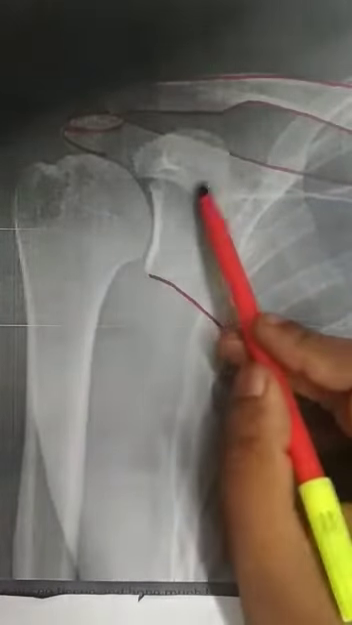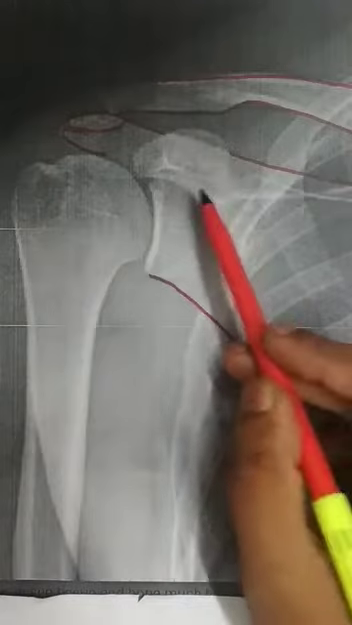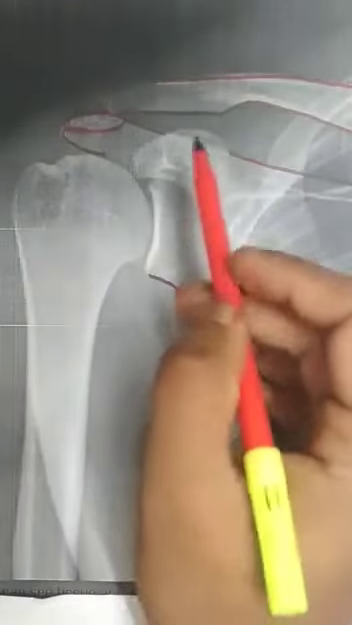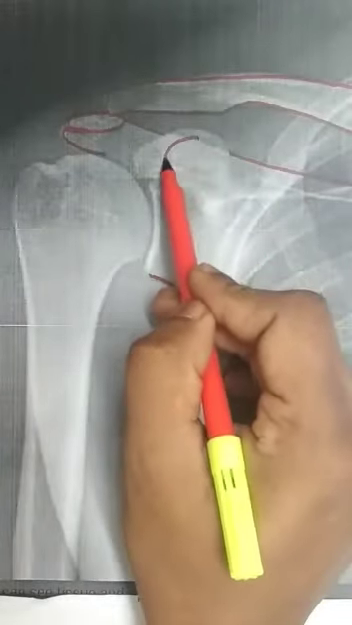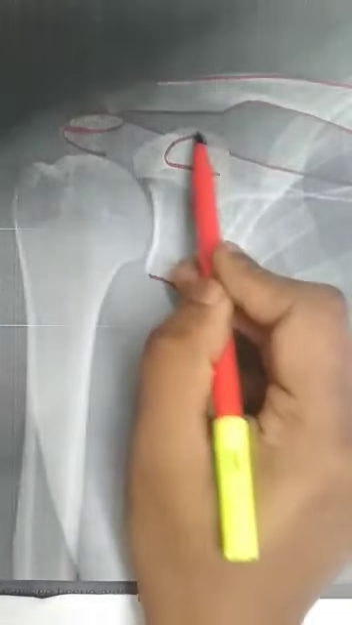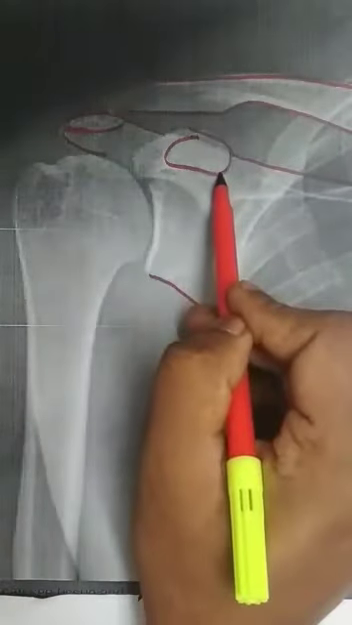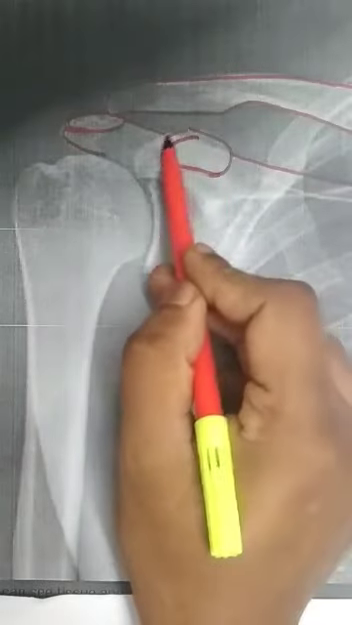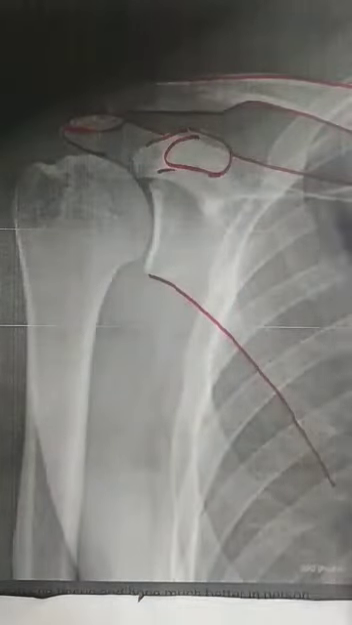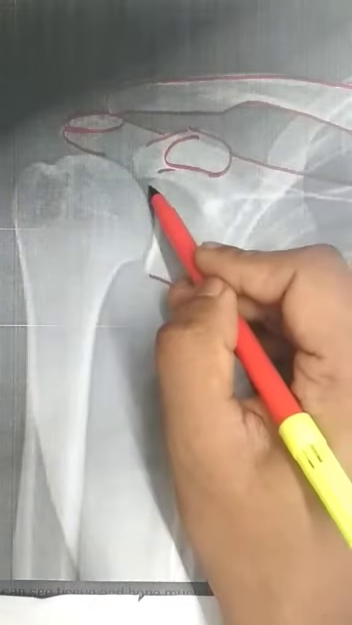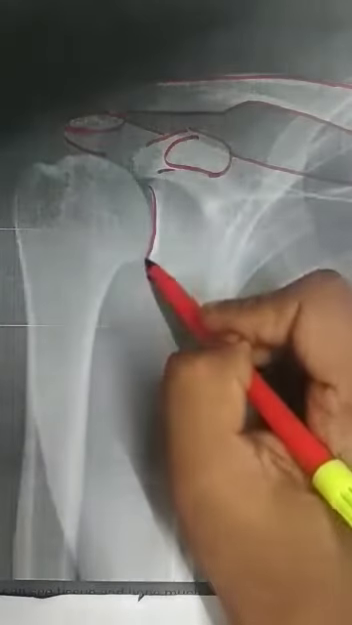Then there is an anterior projection, the coracoid process. So this is the anterior projection, the coracoid. Okay. Then finally the glenoid cavity. So mark the glenoid cavity.